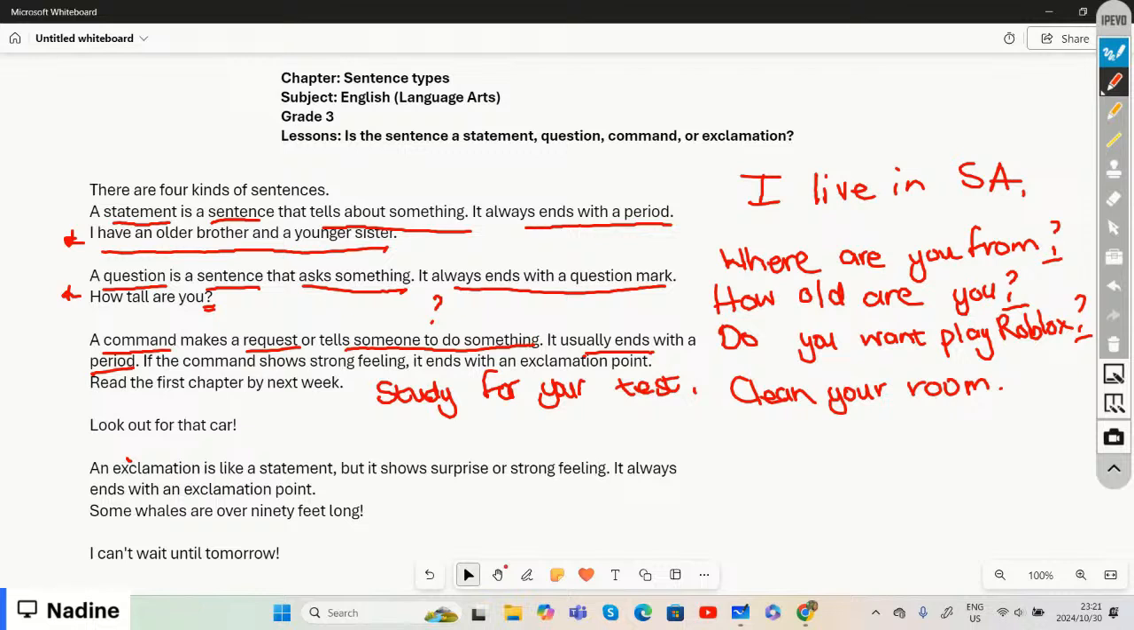But now, if somebody requests something or commands something of you, let's say, for example, you don't listen, your parent already told you to do something, and your mom or your dad is shouting at you. So if that command shows strong feeling, then it ends with an exclamation point. For example, look out for that car. That's if you didn't see it. And then it ends with an exclamation point.